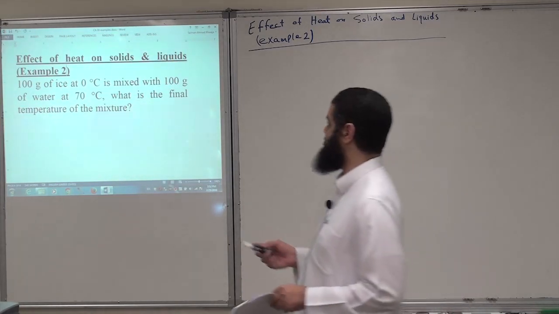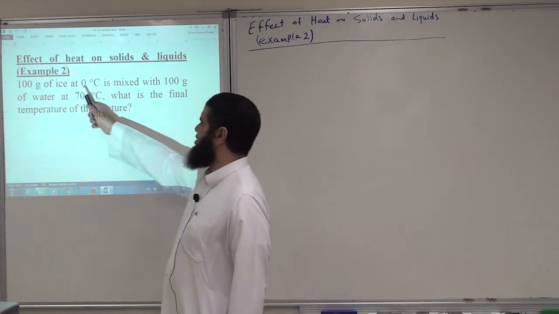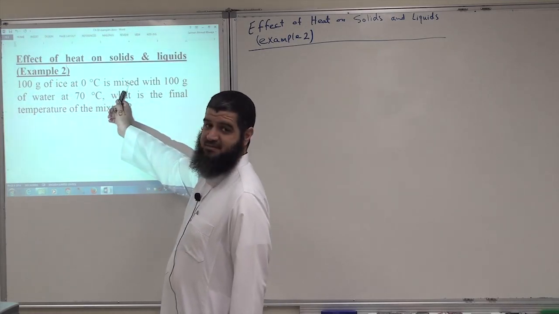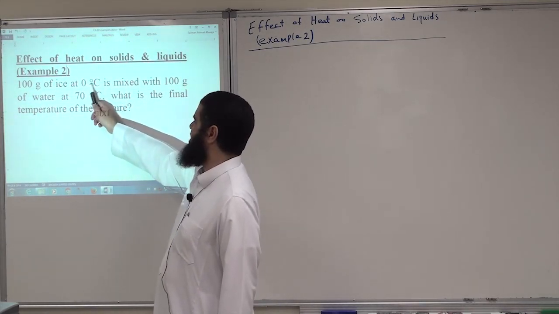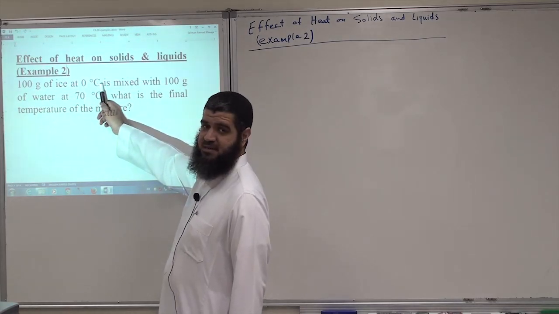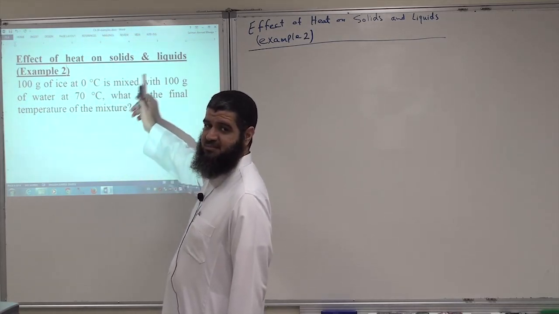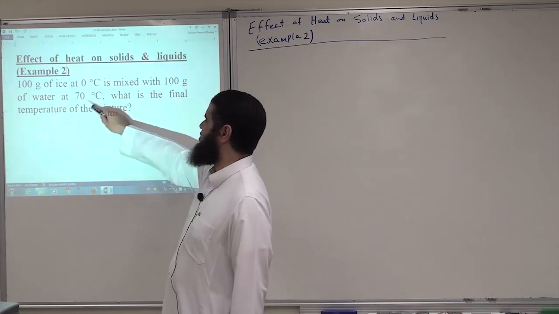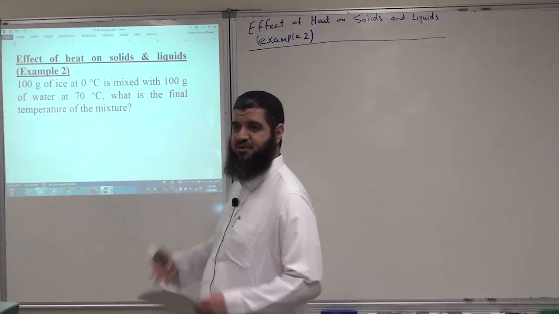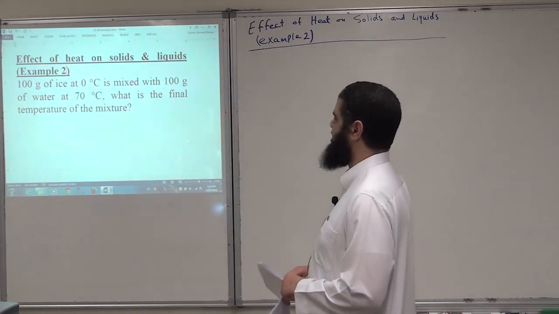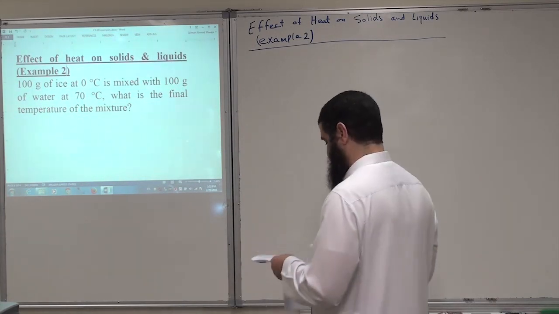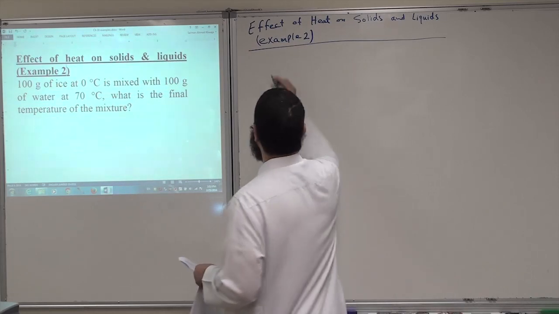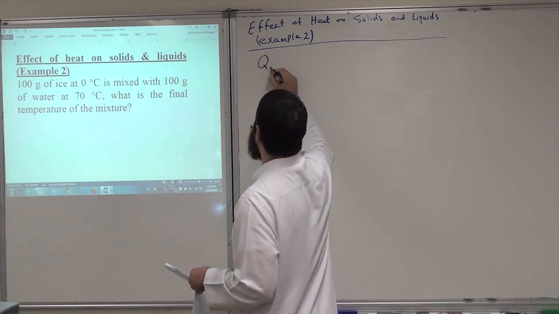We are not sure whether all of this ice will be melted, or it might melt all the ice. Then we will end up with a final temperature which is between 0 and 70 degrees C. So before answering the question, I have to make a pre-judgment. So how much heat is needed to melt all the ice?